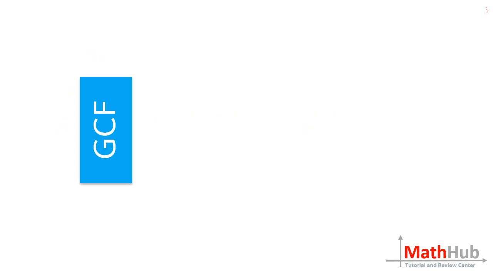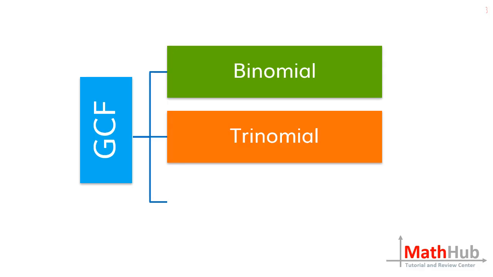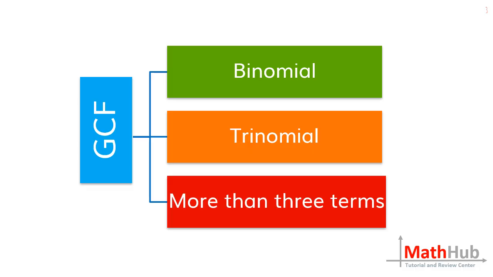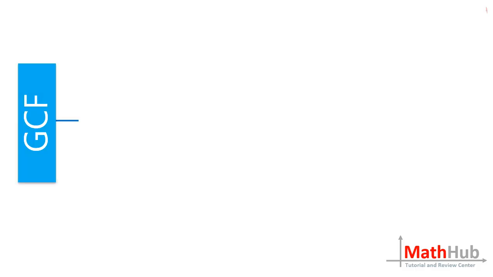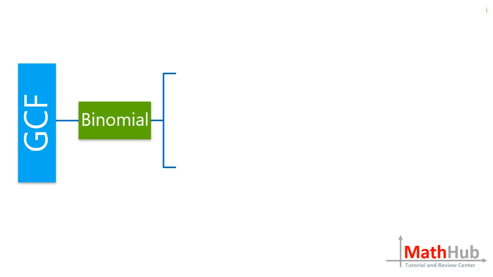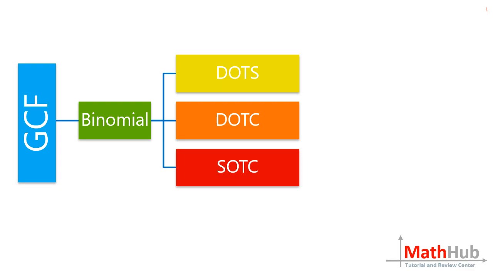Having said that, I will be showing you the flowchart of the factoring process. So you always start with GCF and then see whether you have a binomial, trinomial, or a polynomial with more than 3 terms for the remaining factor. Suppose that the factor is a binomial. So check whether it's a DOTS, DOTC, or SOTC.